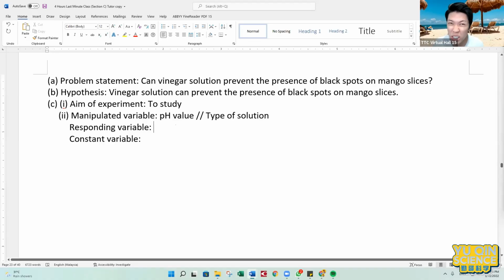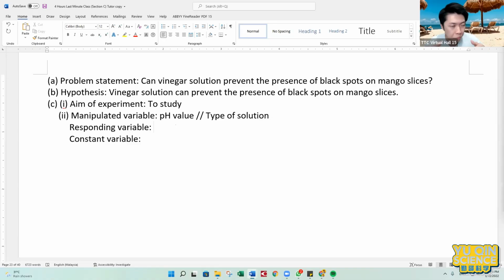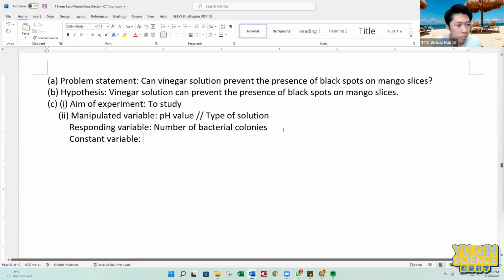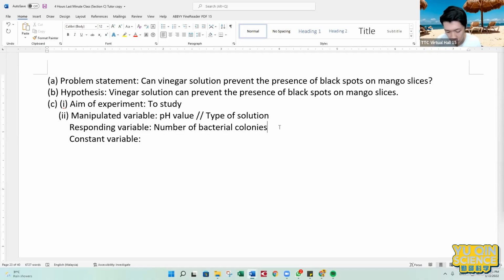Responding will be what? Do you know what this experiment is? You will have a Petri dish, you let the microorganism grow, and you count how many spots. You will count how many bacterial colonies. So this is number of bacterial colonies. Amount of black spot can also be similar.